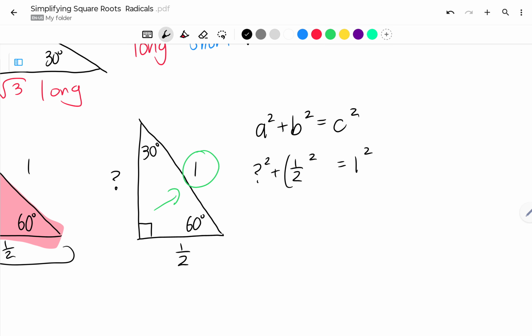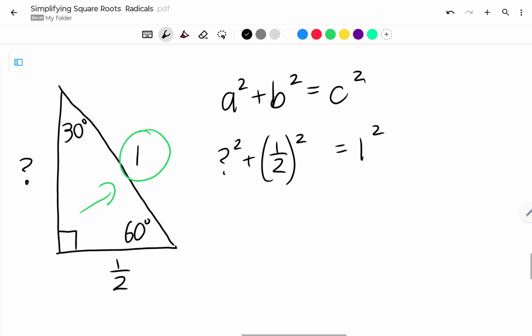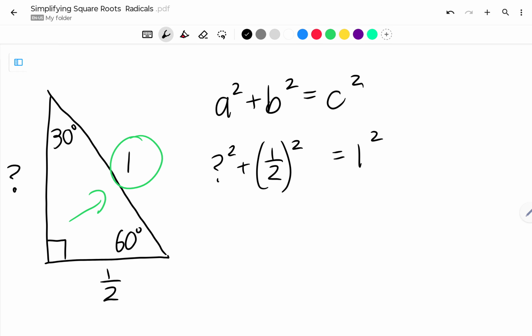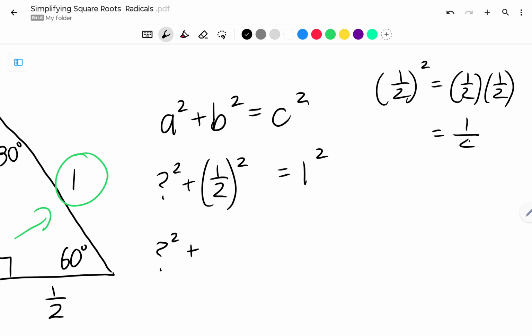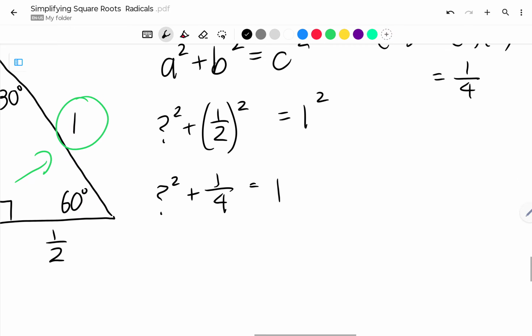Okay. We actually never squared a fraction, so I'll show you how that works. Question mark squared, we're solving for that. For 1/2 squared, remember, what does it mean to square something? You're multiplying it by itself. So that's just going to be 1/4, right? You're multiplying 1 times 1, 2 times 2, that's 1/4. And then 1 squared is just 1, okay?